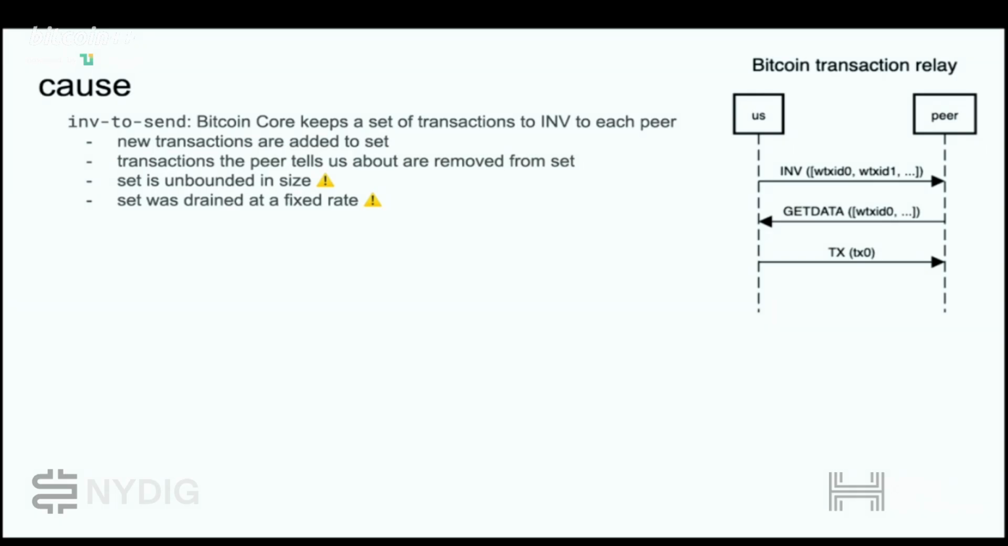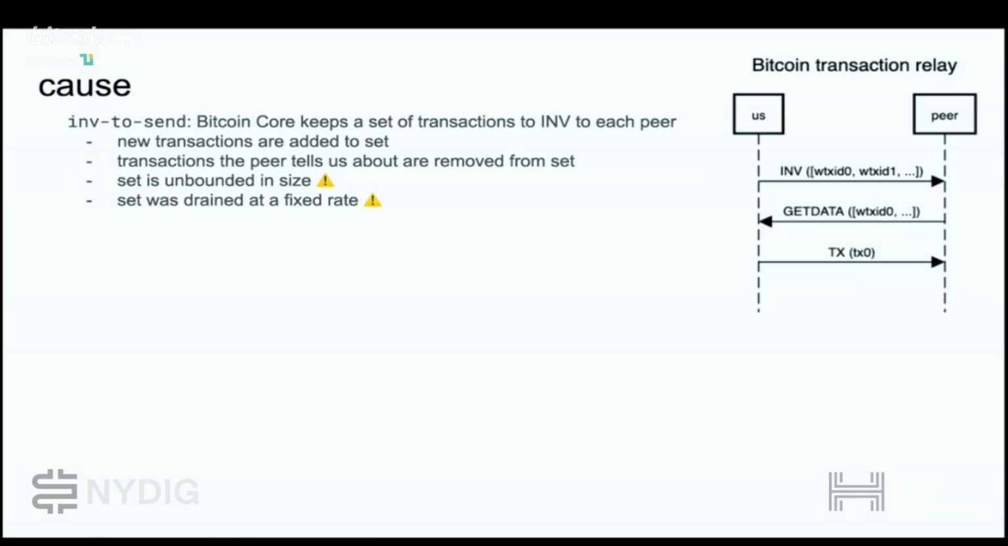Let's get into the cause for this. Normally, if you want to relay a transaction on the Bitcoin network, as us here in the graphic, you send an inv message, an inventory message. In the inventory message, there are the WTXIDs of the transactions you're going to announce to the peer. And if the peer doesn't know about a transaction, it sends back a getdata message, saying, hey, for this WTXID, please give me the transaction. And then you respond with the transaction.